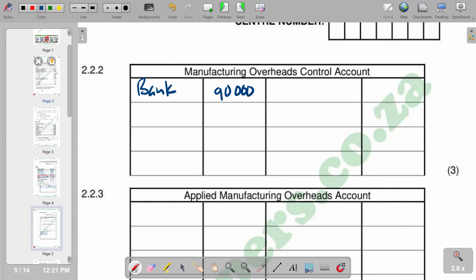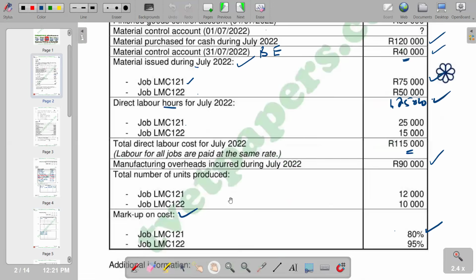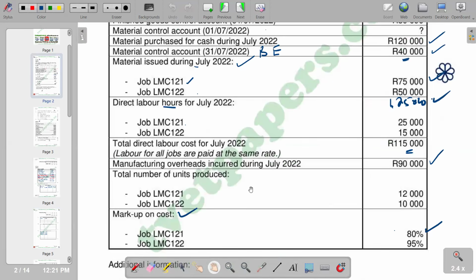And after the actual manufacturing overheads, we go to the next part whereby we are given the total number of units produced. We are given job LMC 121, which is 12,000, then 122. We are given them as 10,000.